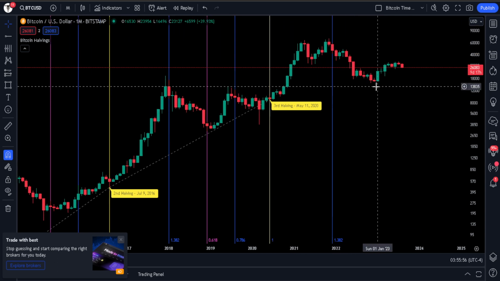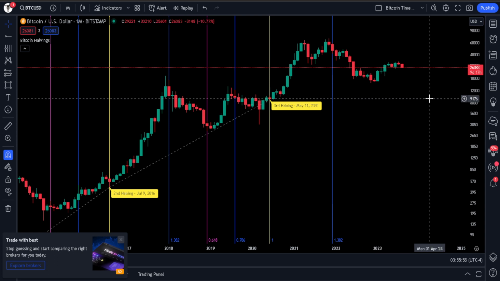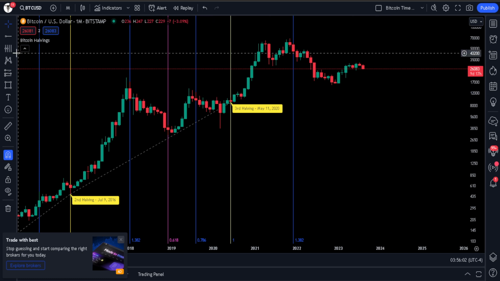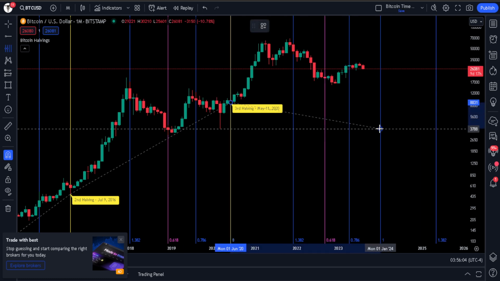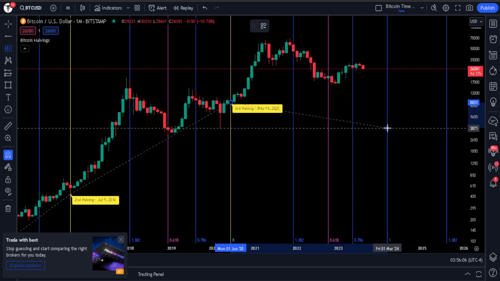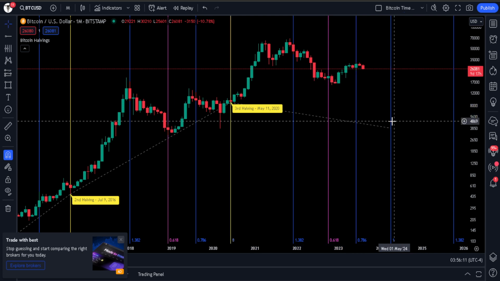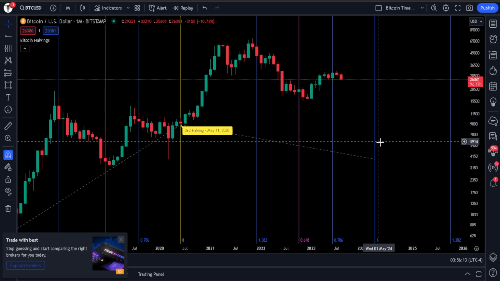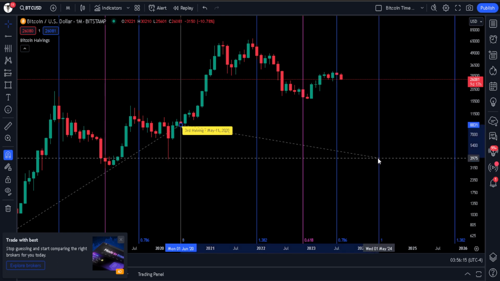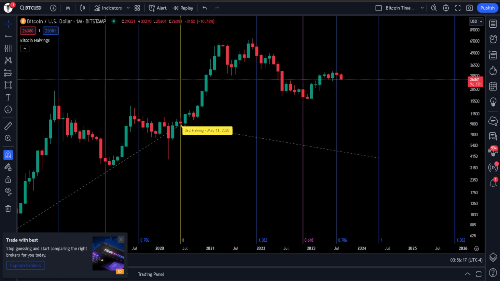Now, the next halvening is predicted to be in May or April. And what we'll do is we'll just pull that fib tool to that day. This is January, March, April. And we will plot it there. And we can see that if we put it in March, let's just quickly make sure when the next halvening is.